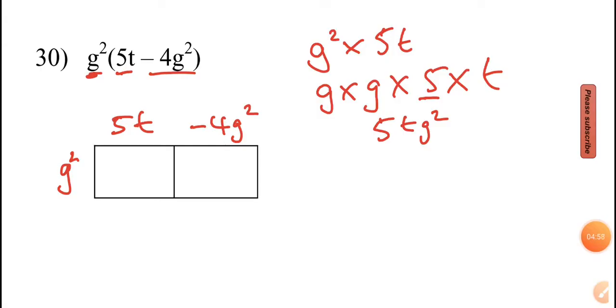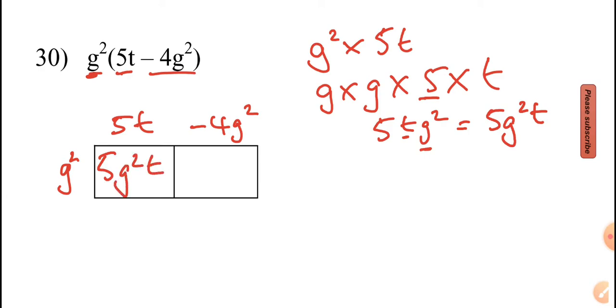But it's still better to write in alphabetical order, so g comes before t. So we'd write it as 5g square t, just to keep it in alphabetical order. So 5g square t. So now we have to do g square times minus 4g square.